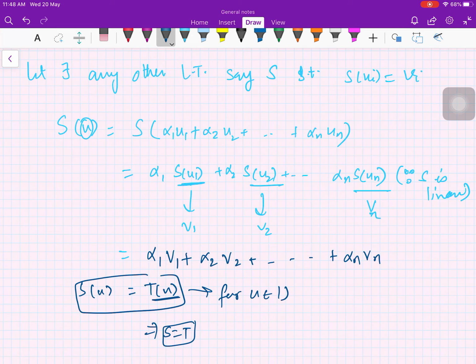Okay, so in this video we have looked at some properties of the linear transformation, and we have also seen that a linear transformation is completely known if we know it on any basis of the domain space U. In the next video we'll do some problems based on this particular property of the linear transformation.